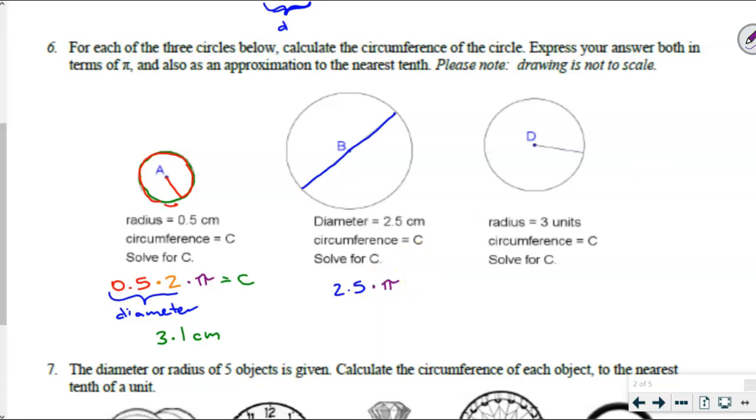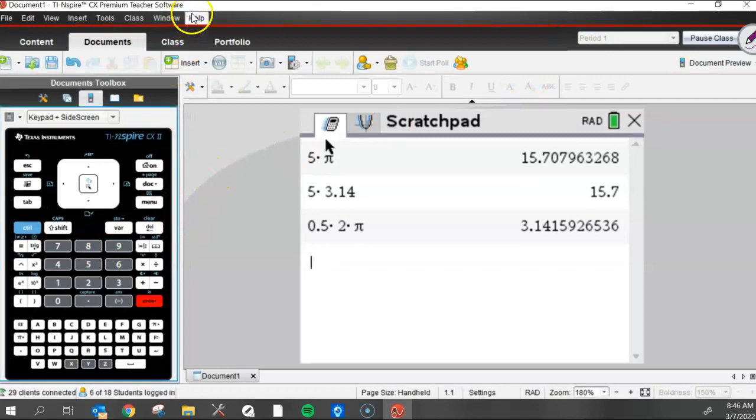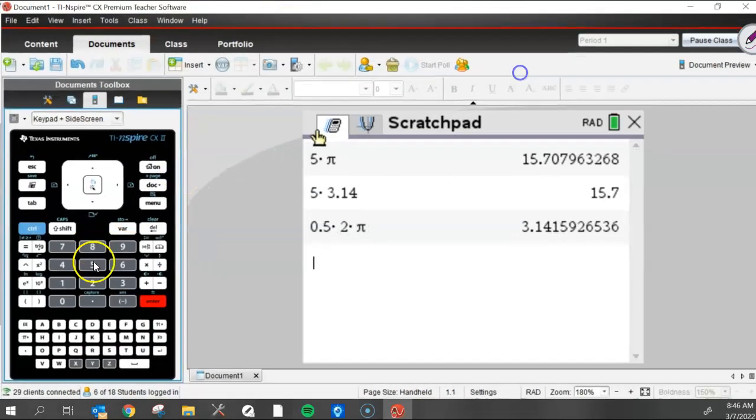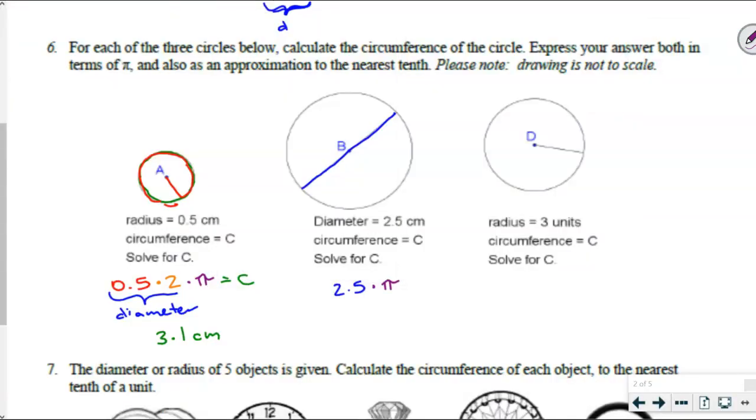How many of you were using pi in your calculator? It's a little bit easier than using 3.14, and it's just more accurate. So 2.5 times pi is 7.85. Be careful though, since it asks to round to the nearest tenth. What should I be writing down? Good. So 7.8539. Rounding to the nearest tenth would be 7.9 centimeters.